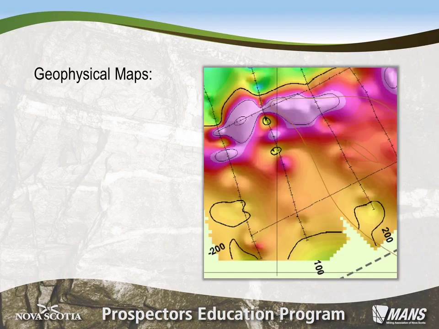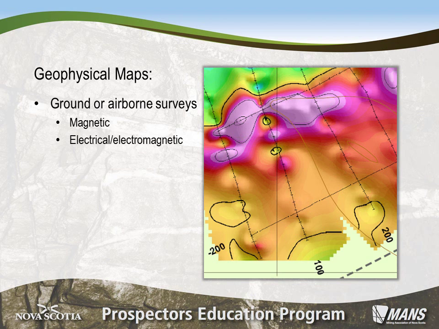Understanding the information being portrayed in a geophysical map can be very challenging. Highly specialized equipment is used in ground or airborne surveys to collect information that may be an indicator of mineralization in the survey area. There are many different geophysical techniques such as magnetics, electrical and electromagnetic, gravity and seismic surveys, among others.